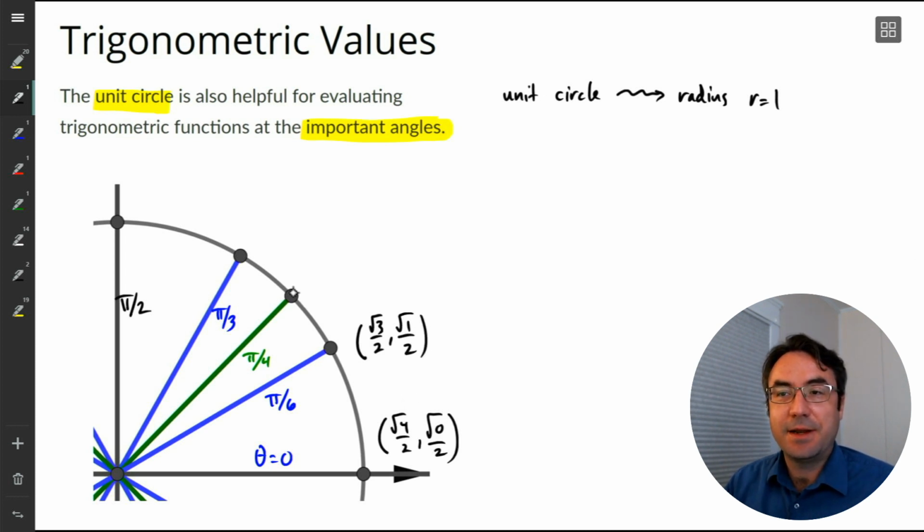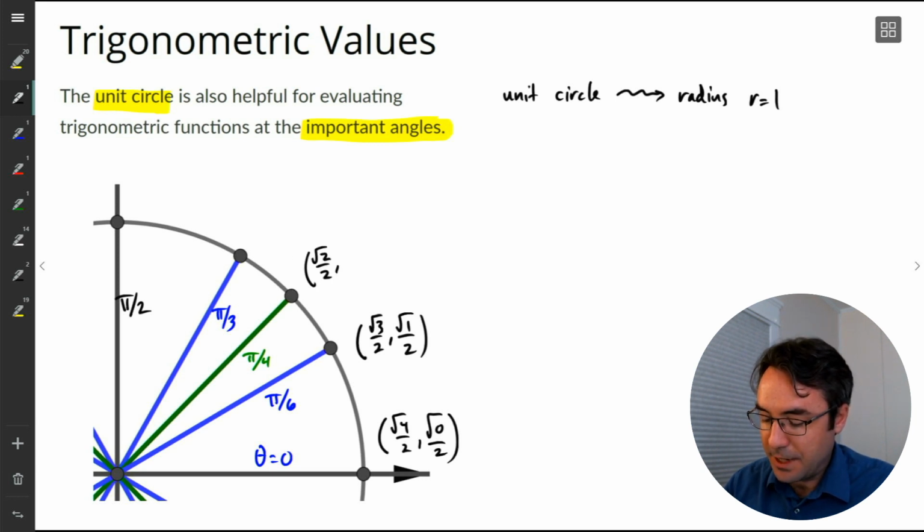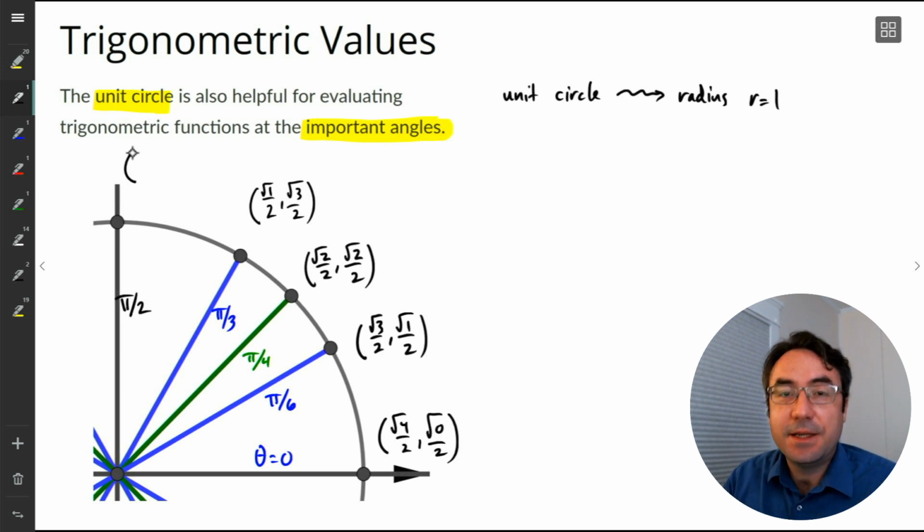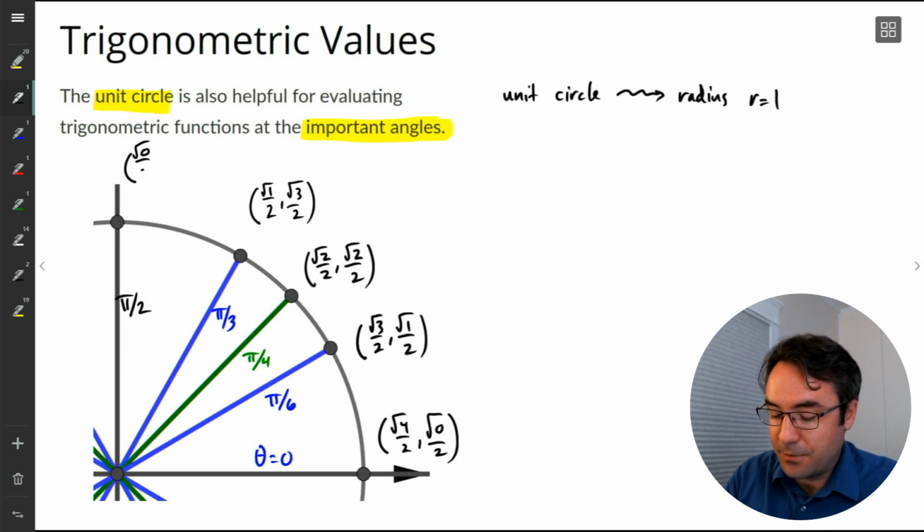Then the next point at pi over 4 would be square root 2 over 2, comma, square root 2 over 2. And then the point after that is going to be square root 1 over 2, comma, square root 3 over 2. And then finally, this last point is going to be square root 0 over 2, comma, square root 4 over 2.